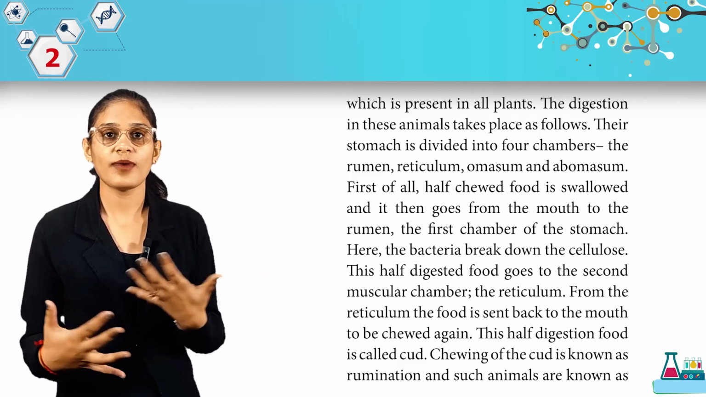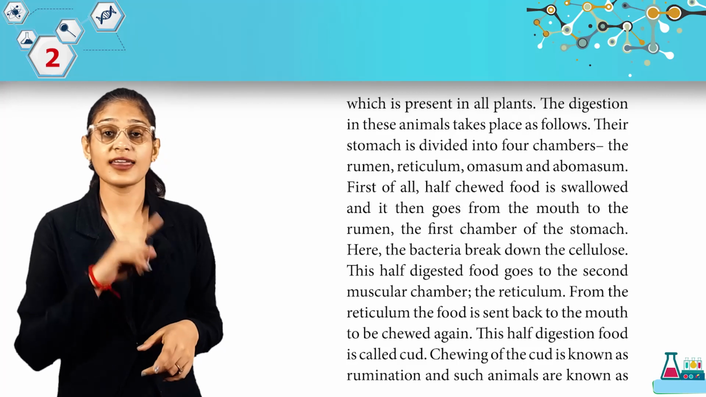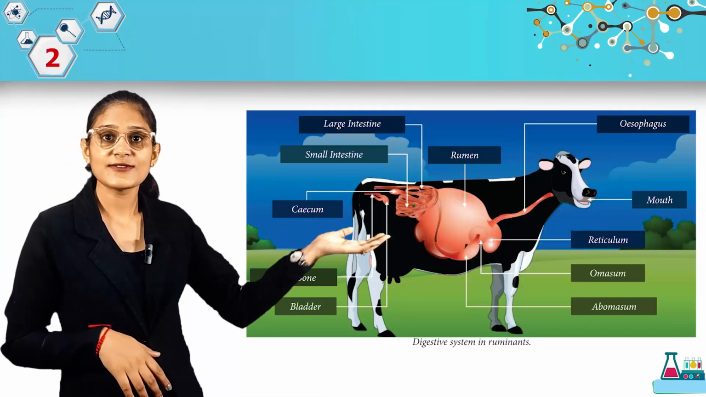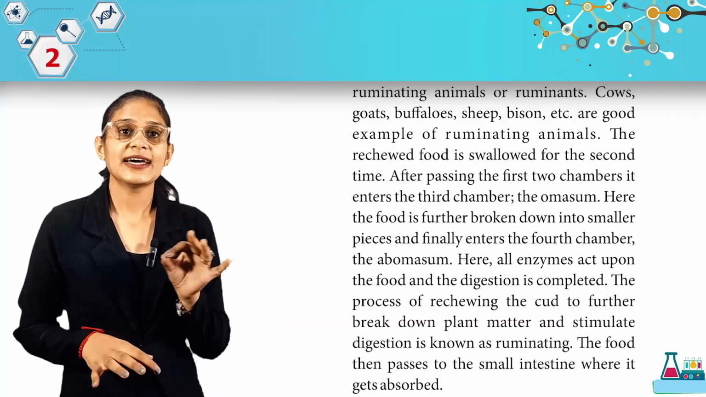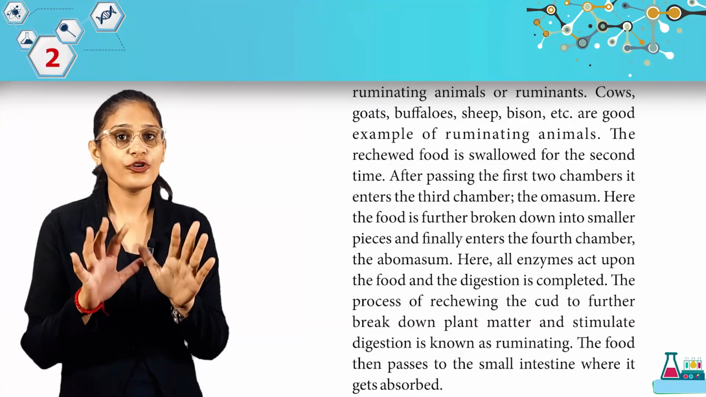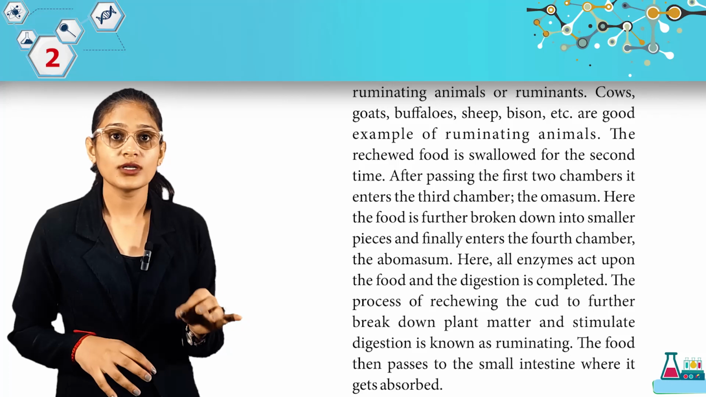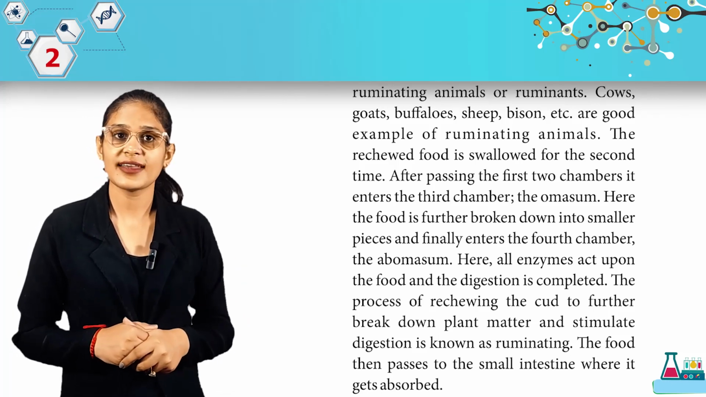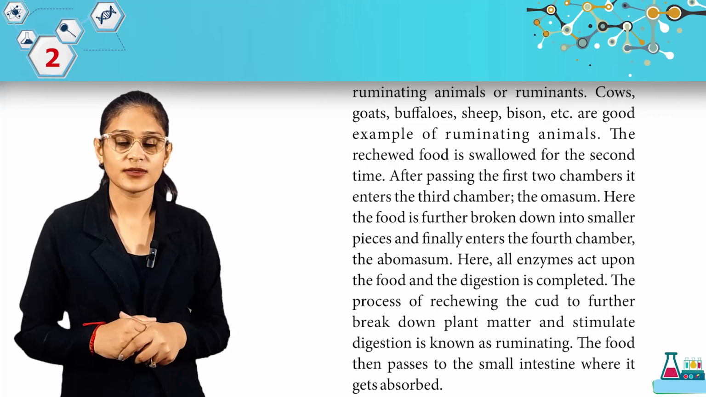...swell up, after that the process happens in their body and again they chew it, chew the cud. Look at this picture. Digestive system in ruminants. These are called ruminating animals or ruminants. Cows, goats, buffaloes, sheep, bison, etc. are good examples of ruminating animals.